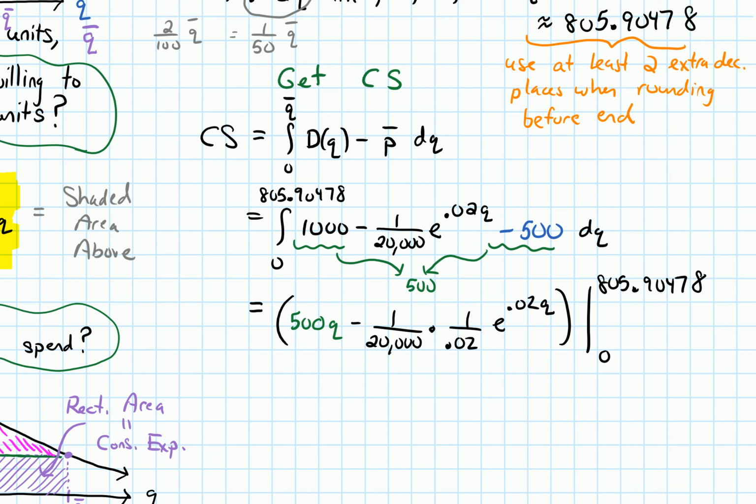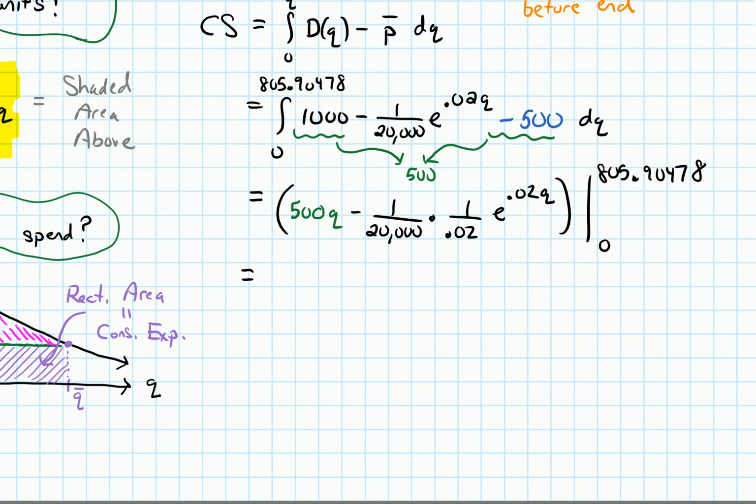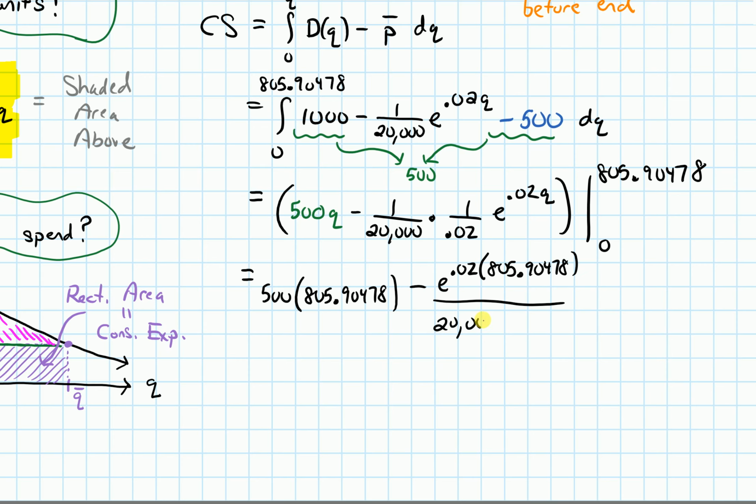805.90478. So now it's just plugging in some numbers and subtracting. All right, so when we do this, we just want to be careful about parentheses and negative signs and that whole thing. So first I'll plug in the top number, and I'll get 500 times 805.90478 minus, with the next term, I'll get e to the 0.02 times 805.90478 all over 20,000 times 0.02, and then minus what I get when I plug in 0. So I'm going to put a big old parentheses around everything that I get when I plug in 0, so I don't forget about distributing this negative sign.